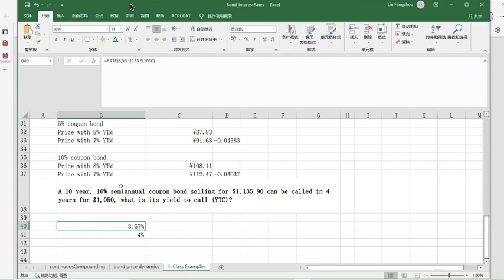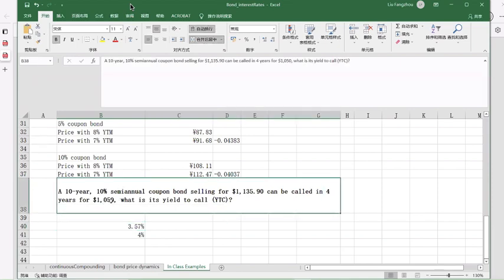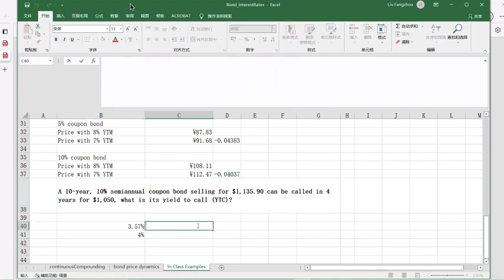We would change what? The future value, right? With the future value when the bond is called. When the bond is called, how much would the borrower pay you? 1,000 or 1,050? It's going to be 1,050, right? So your future value is 1,050. And it's going to be called in 4 years, right?